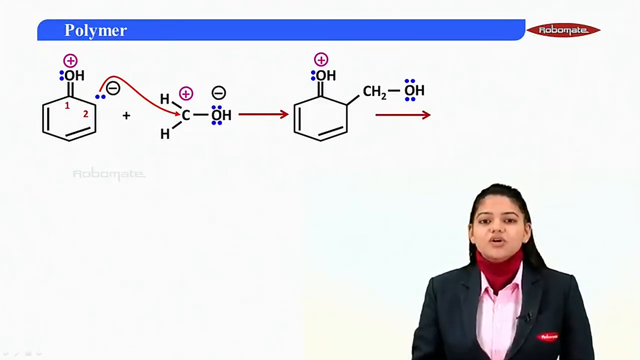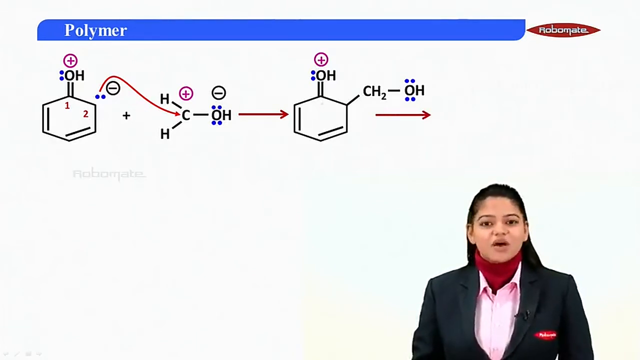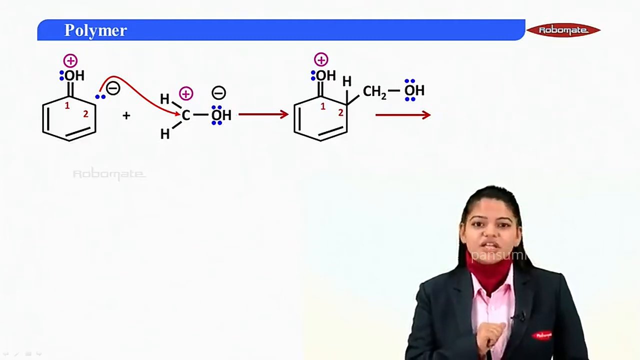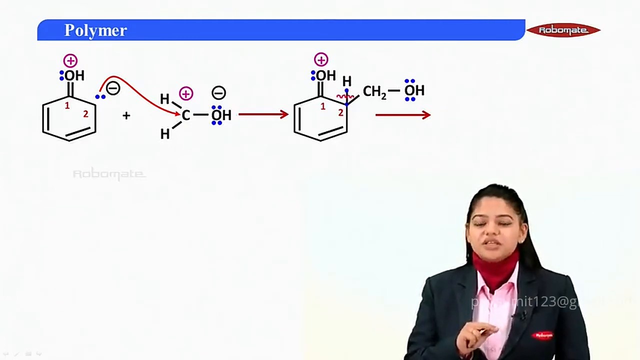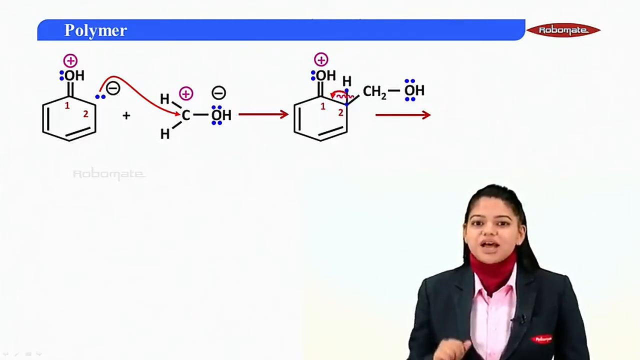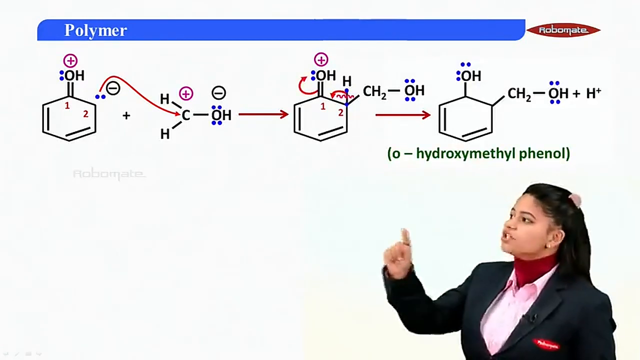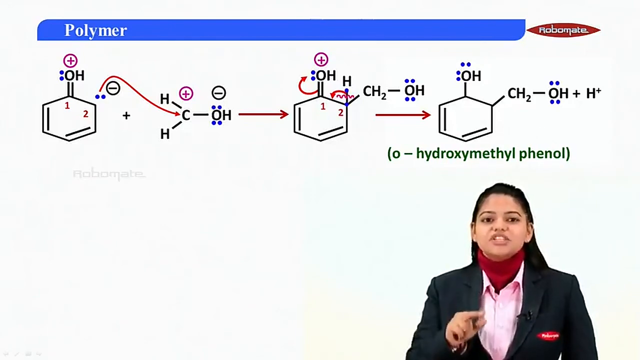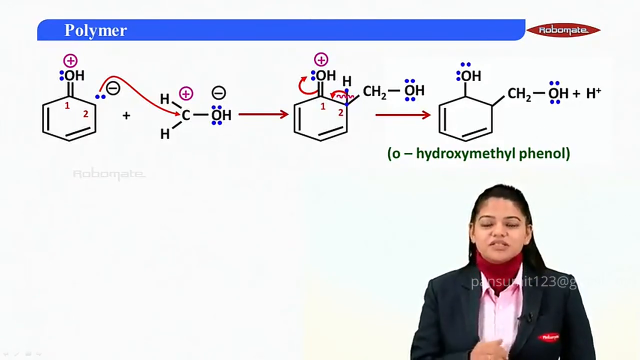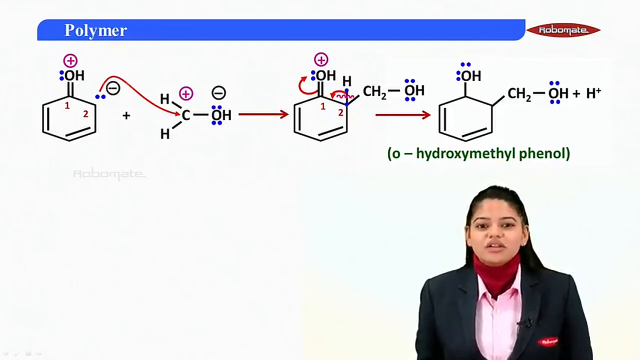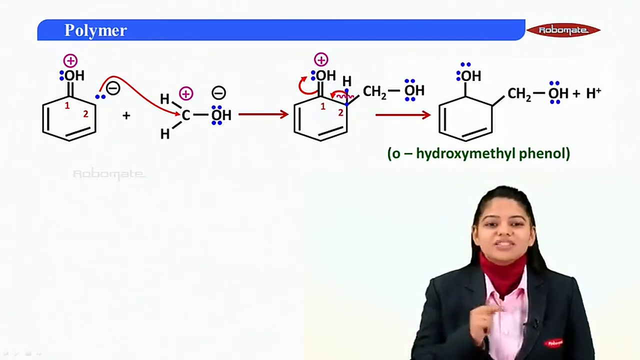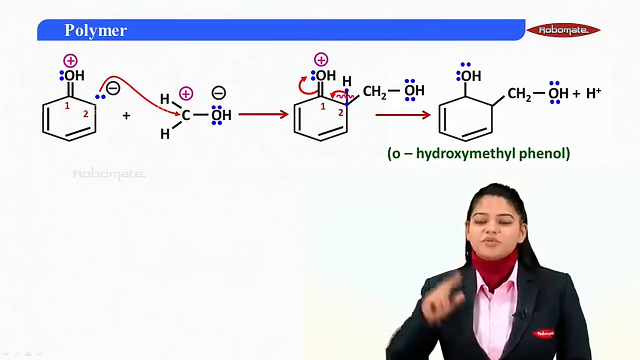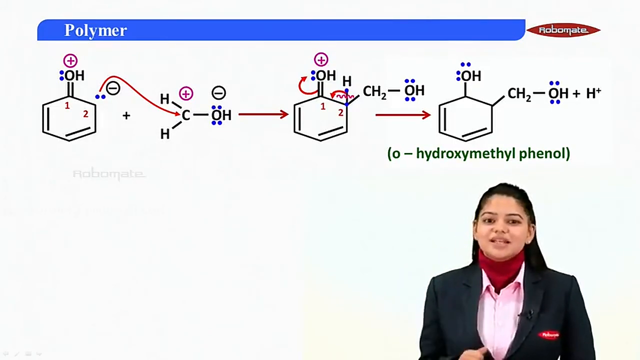This undergoes tautomerism. How? The second carbon atom, which consists of a hydrogen atom, dissociates, giving us an H plus ion, and the OH minus will get an electron, giving us CH2OH and H plus. This molecule which we got is orthohydroxymethyl phenol.